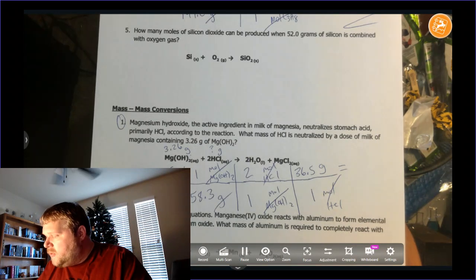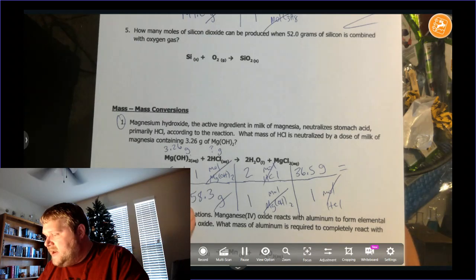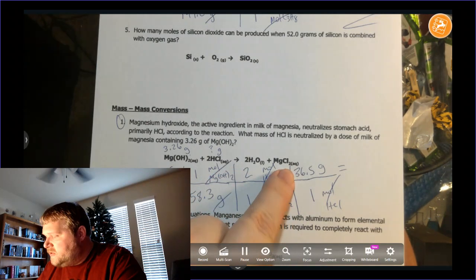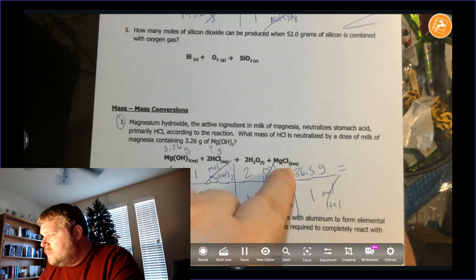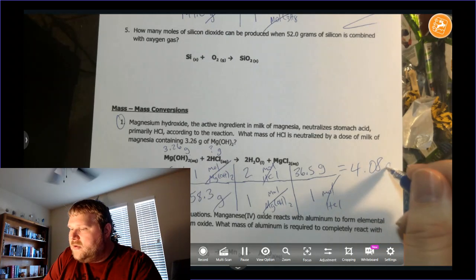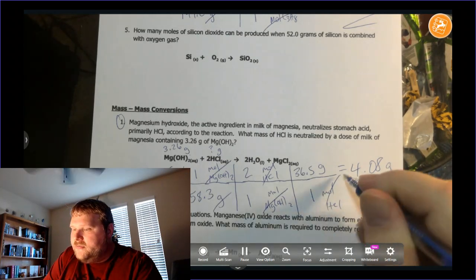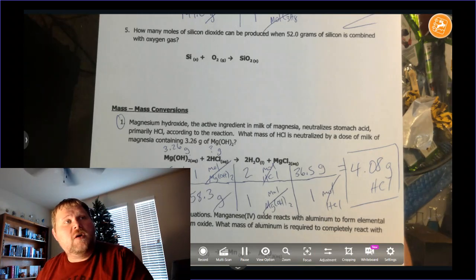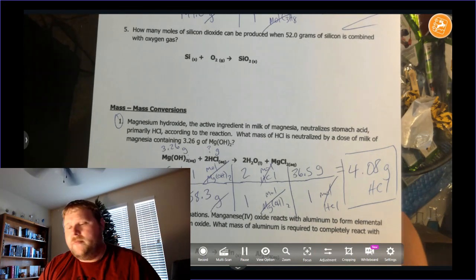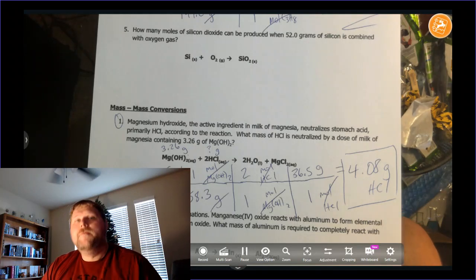So let's start with 3.26. Let's divide it by 58.3. Let's multiply that times 2. And then let's multiply that answer times 36.5. And rounding to 3 sig figs, 4.08 grams of HCl. And that's it. That was about as hard as it gets with basic stoich conversions. We got to prep it sometimes. We always have to use the ratio. And then sometimes we have to polish it for up to 3 steps.